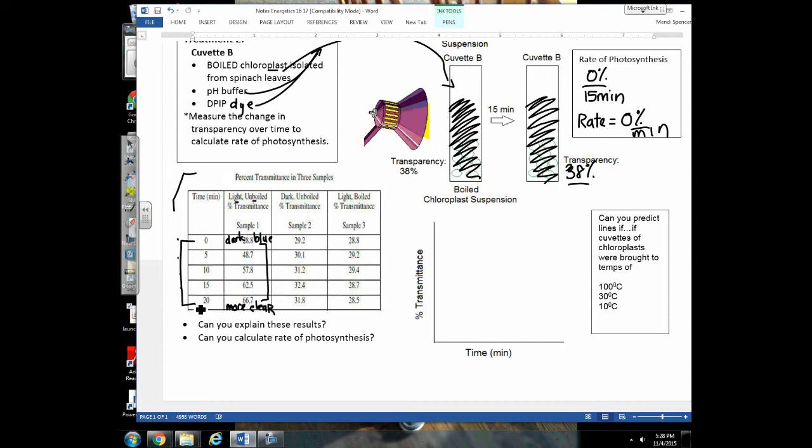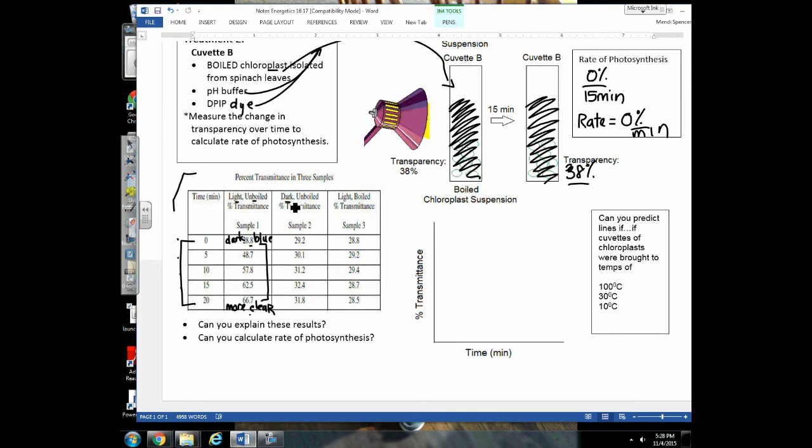So you should be able to explain these results and tell me why it started out blue and it ended up more clear. You should also be able to look at these data points and be able to calculate rate of photosynthesis. Let's take a look at sample 2 and try to explain those results. We can see that we really haven't had much of a change in transmittance over time. So it looks like we have a very low rate of photosynthesis. So in this situation, we can tell that's because we're not getting any electrons excited by light, because this cuvette was placed in the dark.